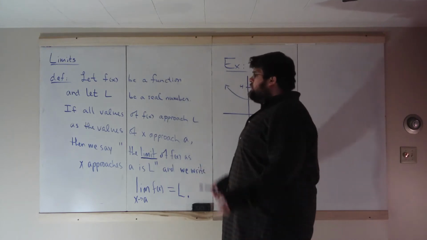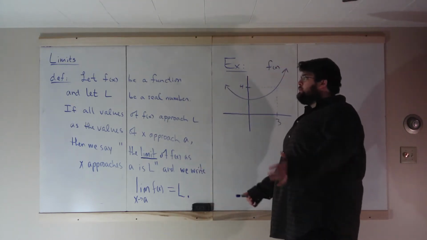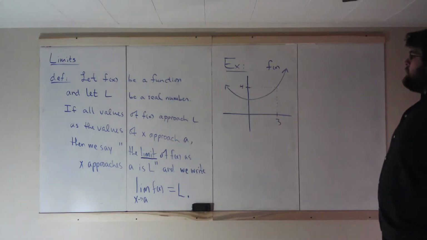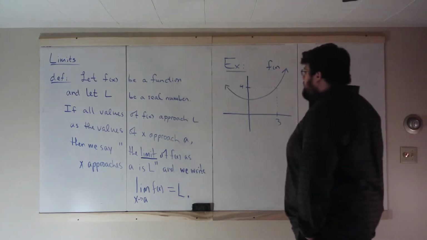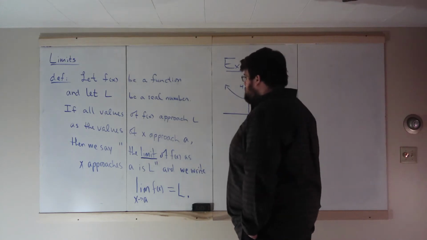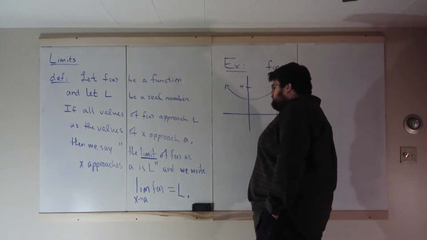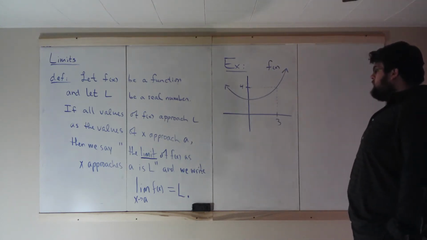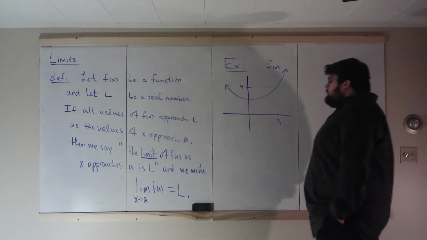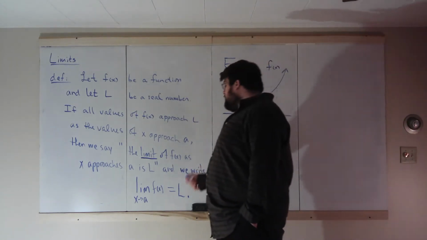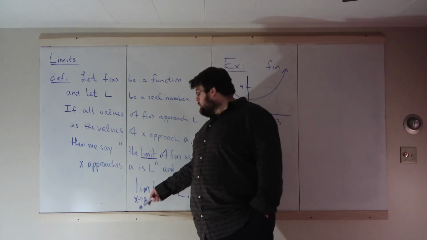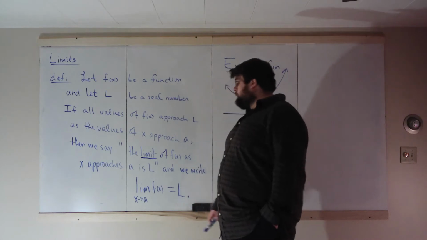So let's start with an informal definition of limit, and we'll use a graph to interpret this. Definition: let f be a function and let L be a real number. If all values of f of x approach L as the values of x approach A, then we say the limit of f of x as x approaches A is L. This is a lot of words, so we write that as lim, x with an arrow, A of f of x equals L.